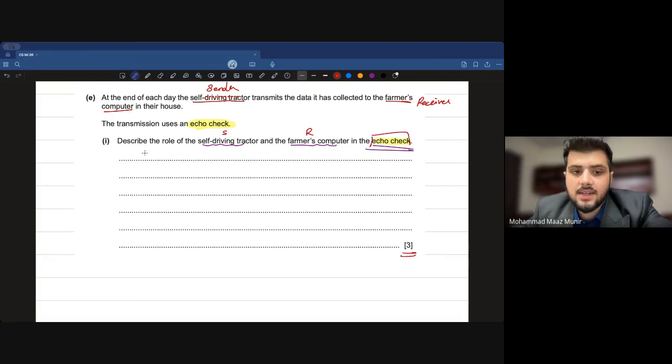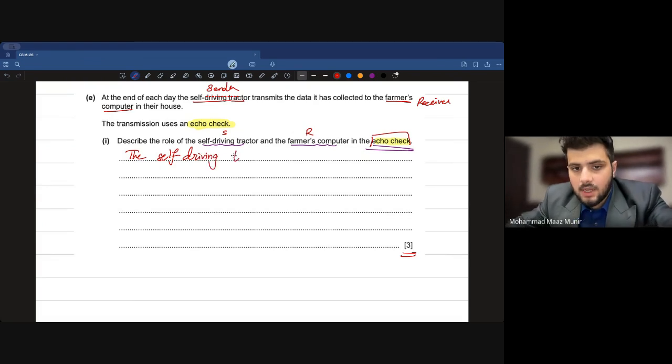So we're going to say that the self-driving tractor will be sending data to the farmer's computer.